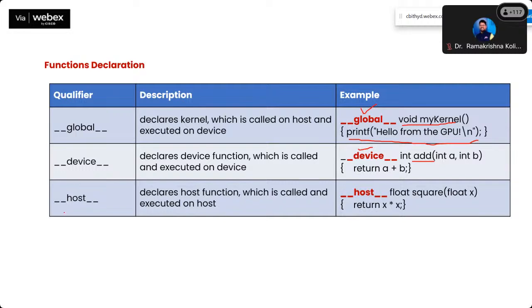Next one is the __host__ qualifier. Host means the CPU. So whichever function is declared with the __host__ qualifier, you can see here, this function is not going to execute on the GPU. Such functions will be called and executed on the host machine only. Host machine means this will be executed by the CPU.